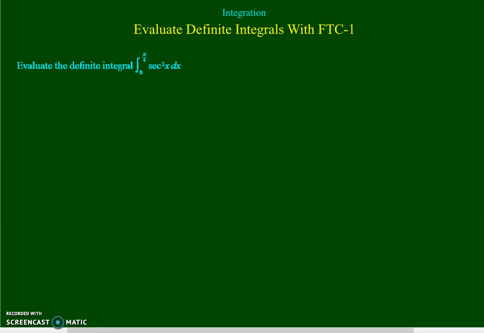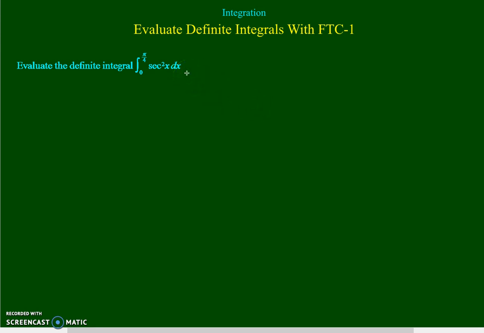This is part 9 of the series Integration, and we're continuing on with some practice evaluating integrals using FTC1, the first fundamental theorem of calculus, or the fundamental theorem of calculus, part 1. So in this problem, we have the integral from 0 to pi over 4 of secant squared x dx.